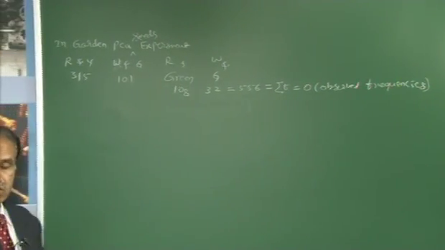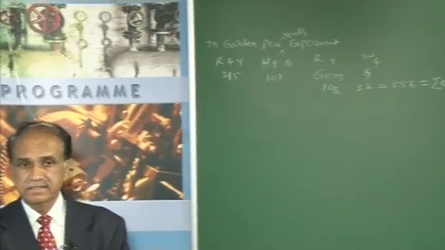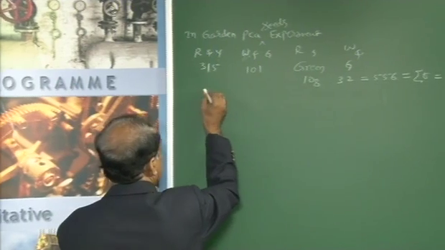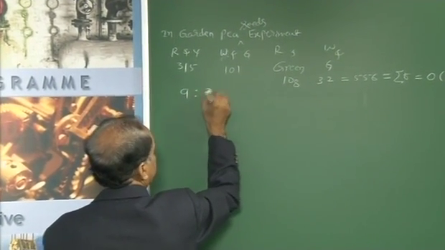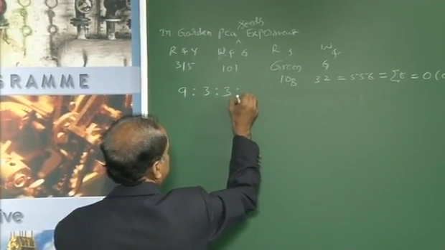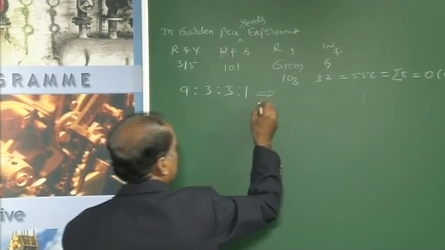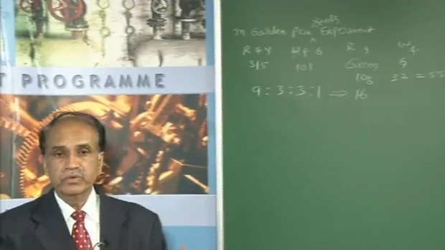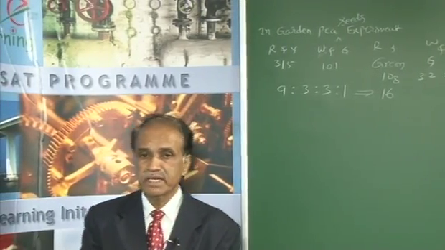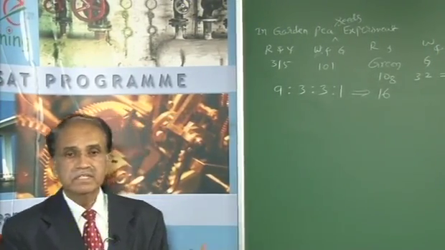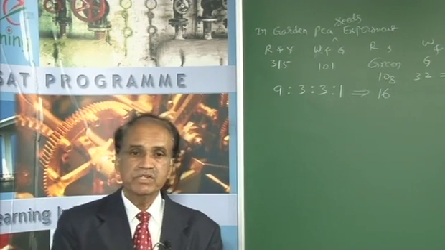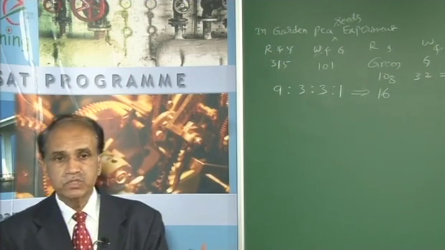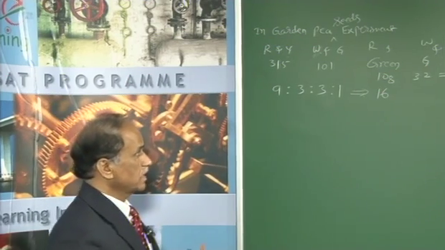Then what does the theory say? The theory says the proportion is 9:3:1, which makes the total 16. Now how are we going to apply this equation, and then conclude whether the hypothesis we are going to propose, the relation between theory and the fact, is going to be accepted or not? It will be done like this.